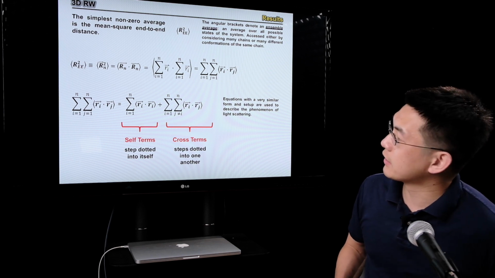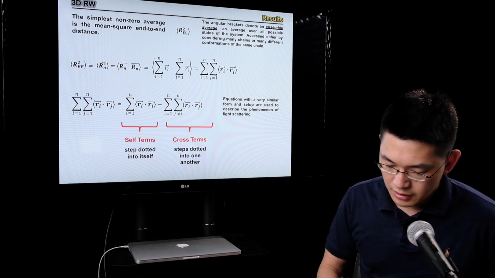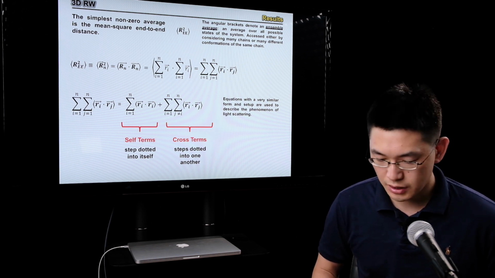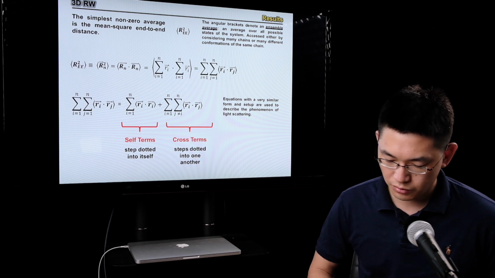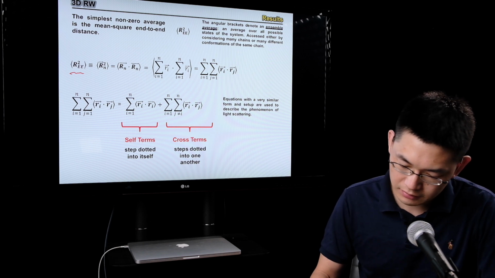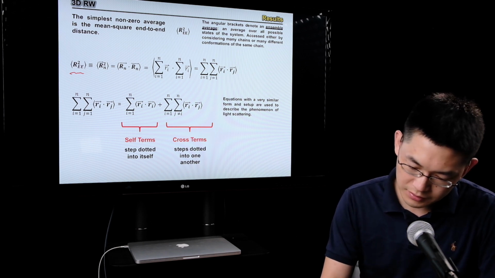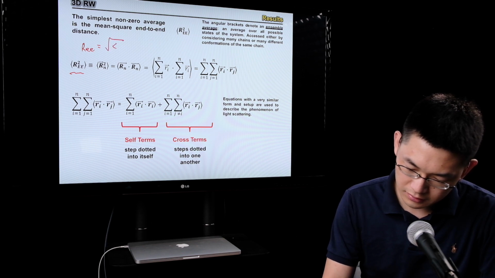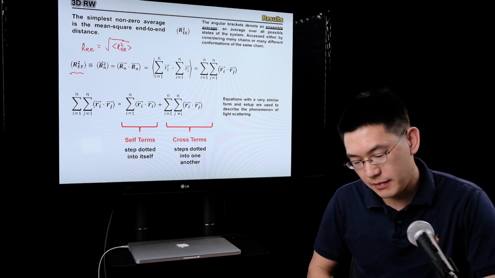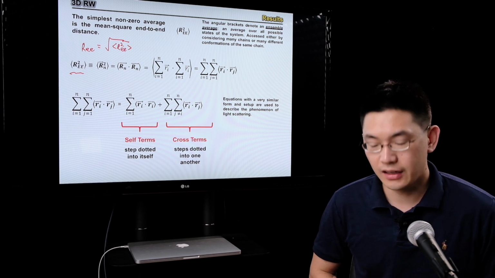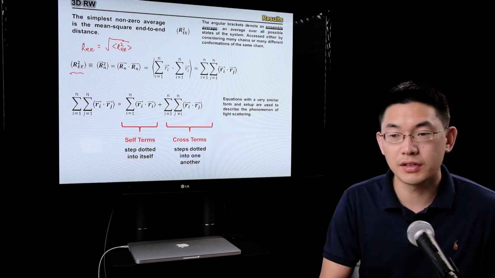So the 3D random walk is what we show here. Now, all you need to do is take the absolute, and what you can do is use REE squared. Then later on, the end-to-end distance will be equal to the square root of REE squared. That means you only consider distance. There are no vector or angle components in this. This is important.